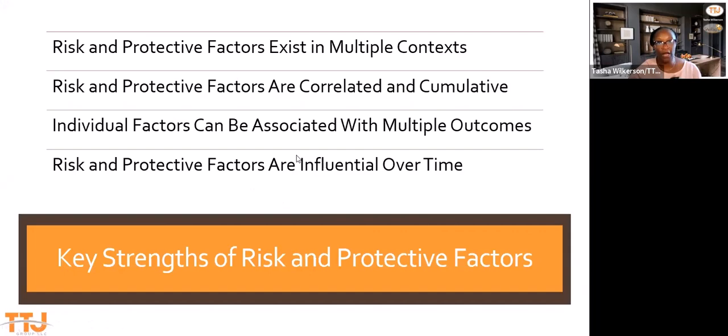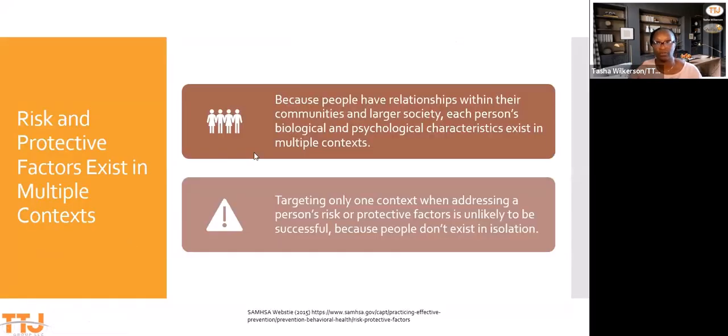This is a definition more about the risk and protective factors, the strengths about them. Risk and protective factors exist in multiple contexts. They're correlated and cumulative. They have multiple outcomes, and they have some influence over time. So that's just one point about the risk and protective factors. This is a little more information and research about them, and it highlights what I've been saying so far.